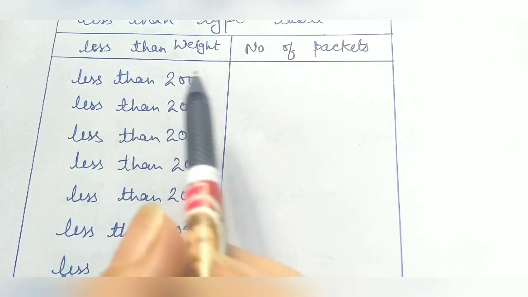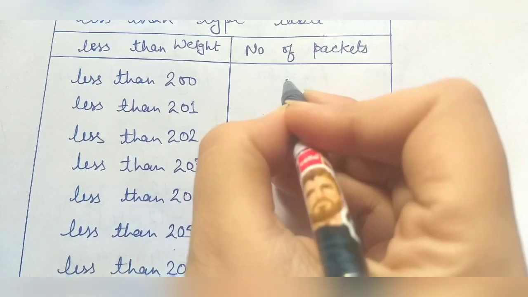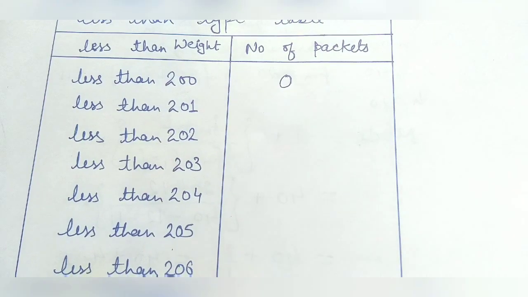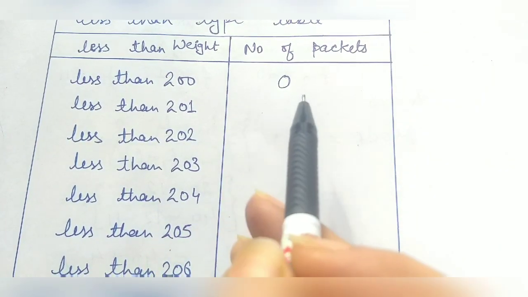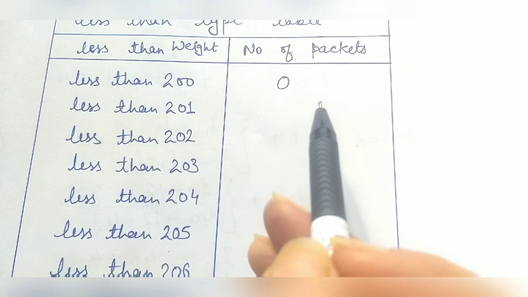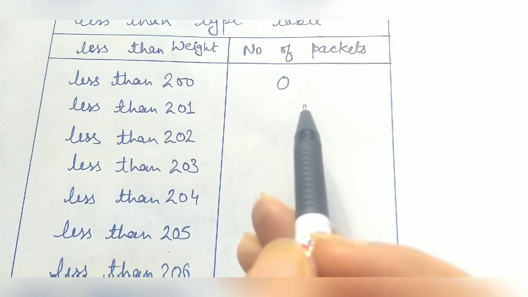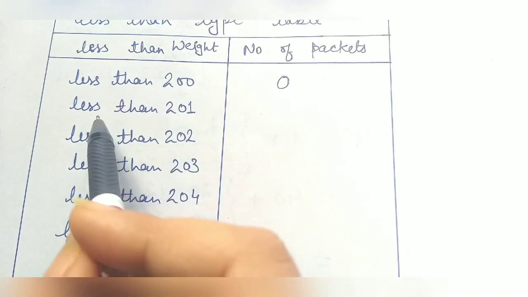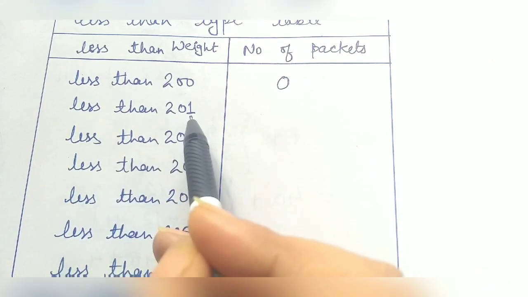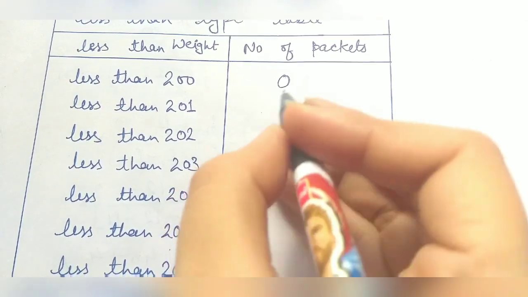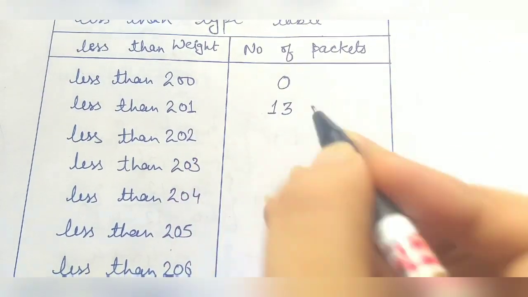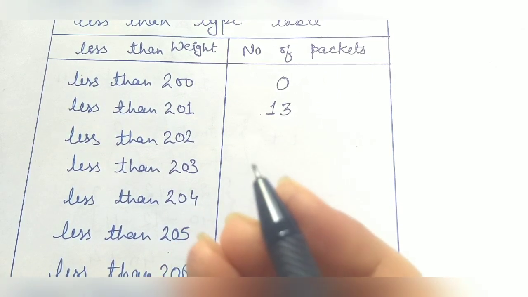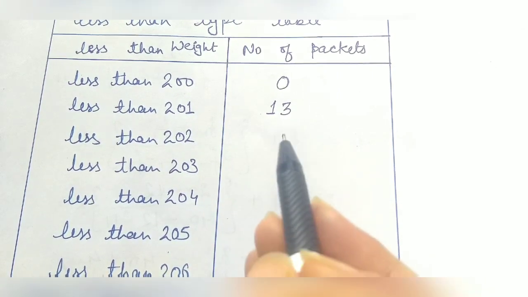For less than 200 we always write 0 because it has no values. Our interval starts with 200 to 201, so below 200 or less than 200 there is no value. So we will write 0 packets. Less than 201, we have 13 packets. We will write our first frequency, which is 13. So here are 13 packets.